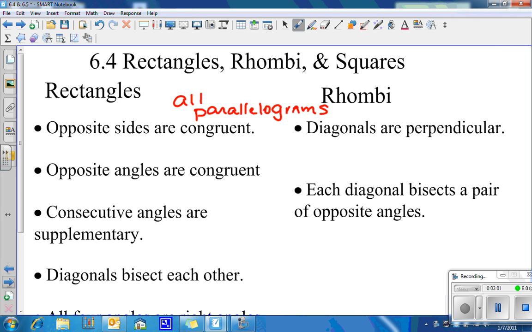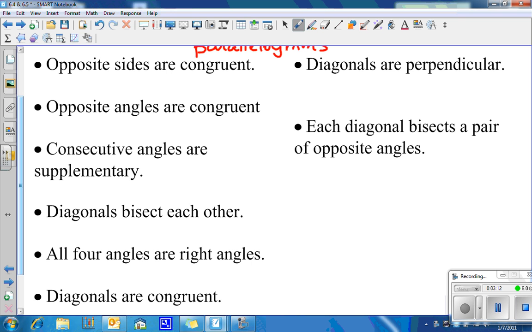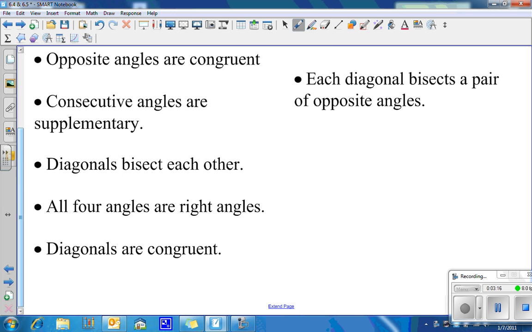Plus, in a rectangle and a square, opposite sides are congruent. We've talked about that before. Opposite angles are congruent. Consecutive angles are supplementary. Diagonals bisect each other. But here's a different thing. All 4 angles are right angles. They're 90 degrees. And the diagonals are congruent.